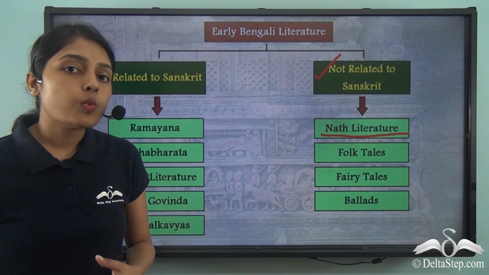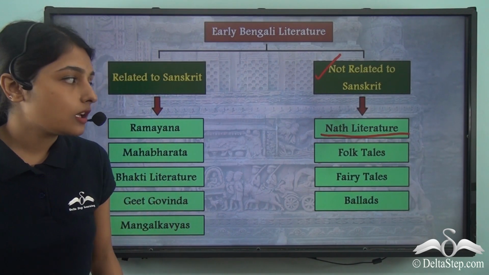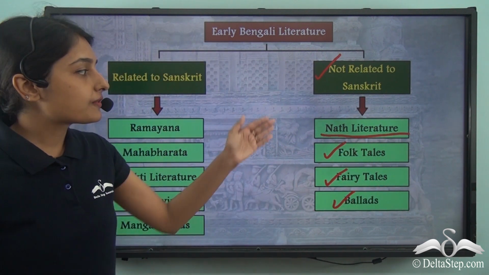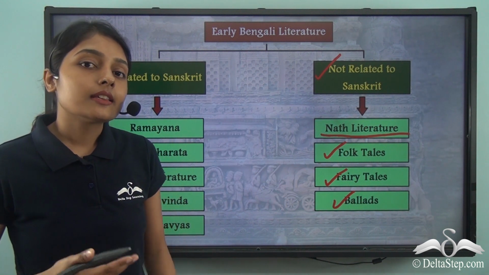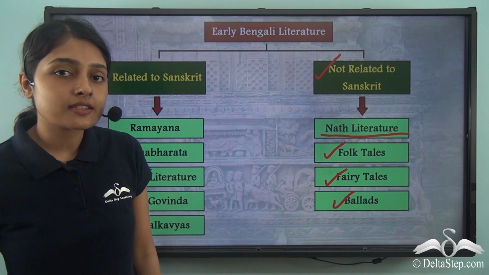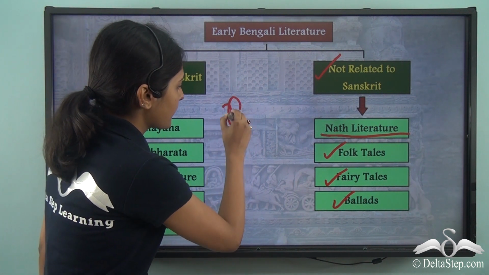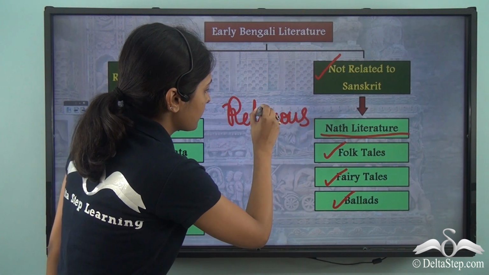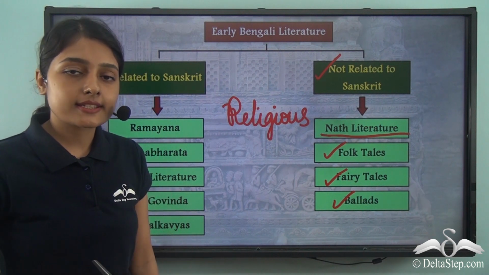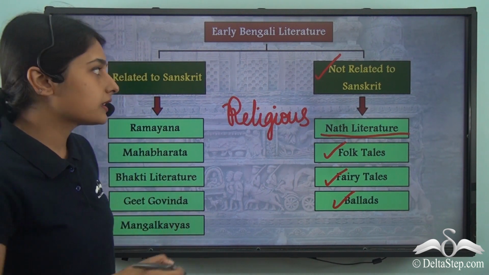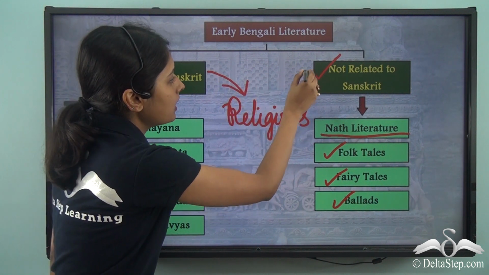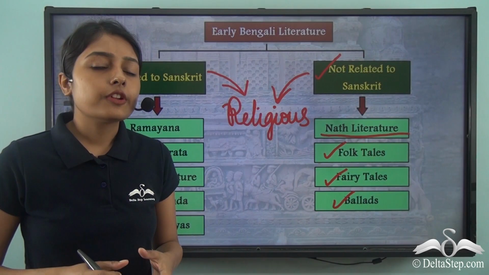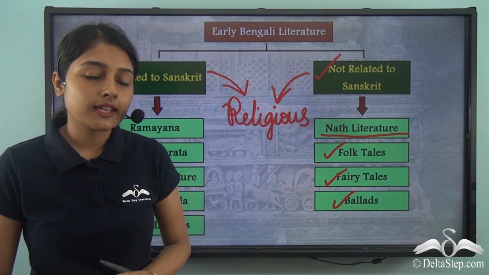Along with that, works that were not related to Sanskrit would include folk tales, fairy tales and ballads. But from here as well we can understand that these works which were not related to Sanskrit were also very religious in nature. So irrespective of whether those were influenced by Sanskrit or not, these literary works were very religious in nature.